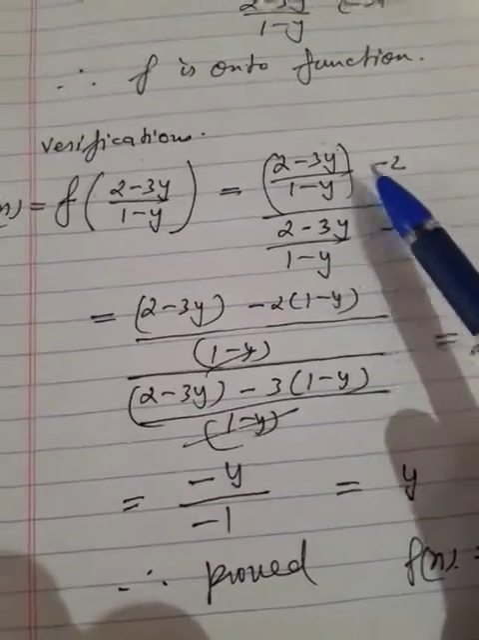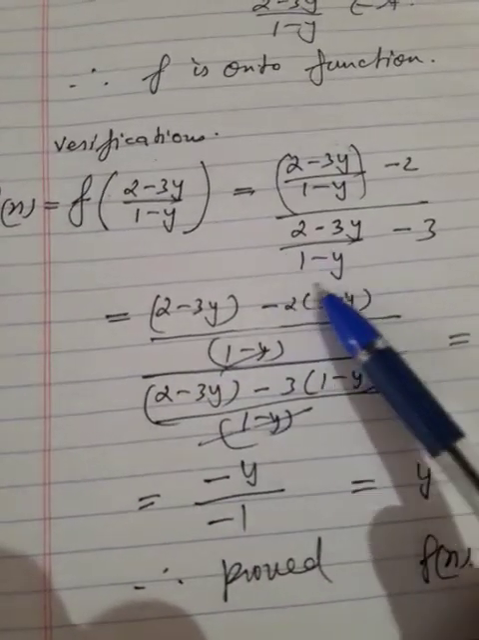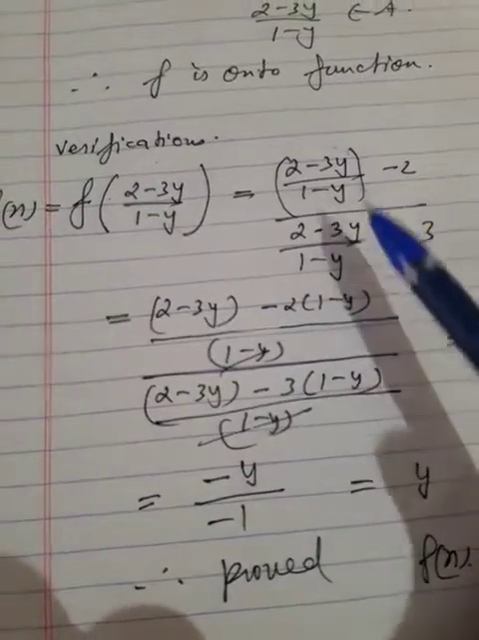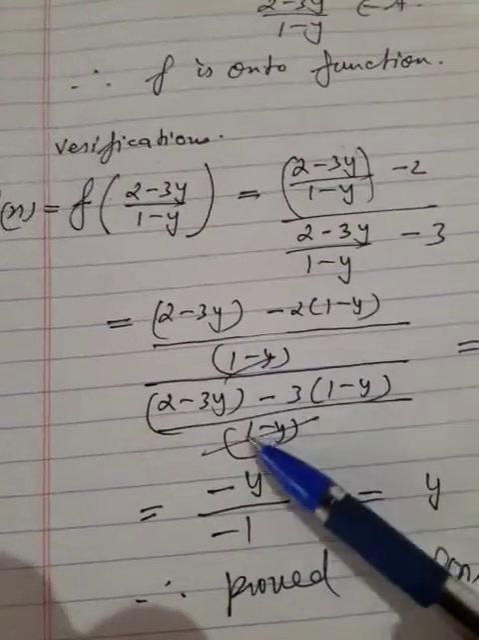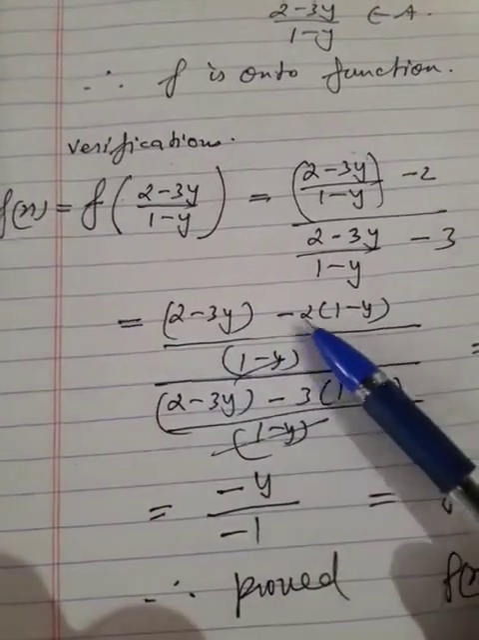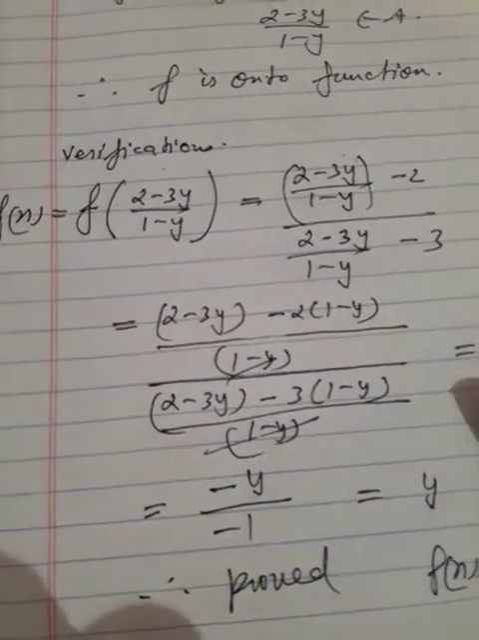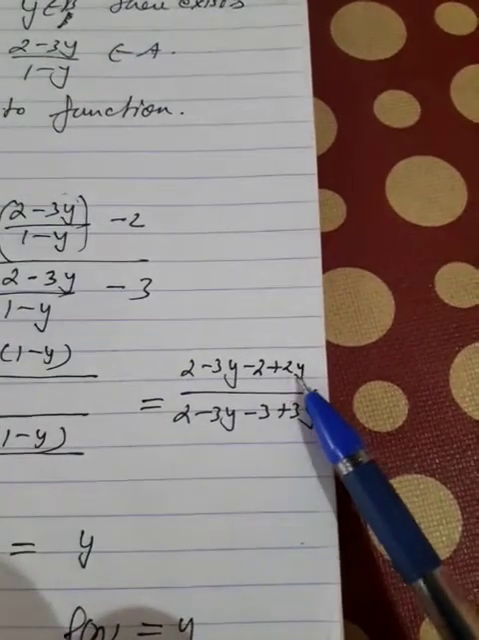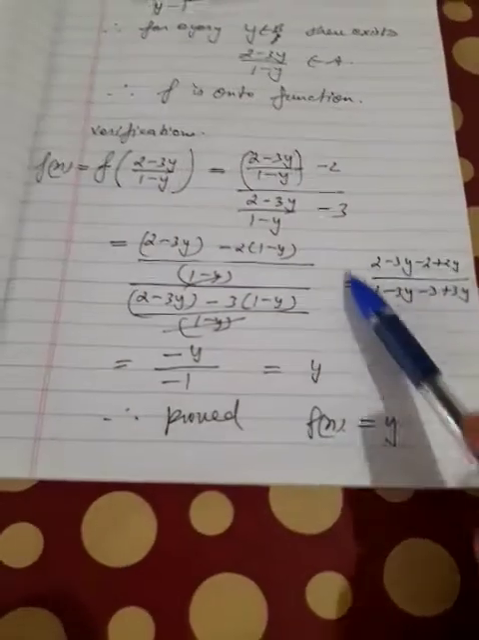We take the LCM in both the numerator and the denominator. Both have the same denominator, y minus 1, so these will cancel out. Now the numerator is 3y minus 2 minus 2 times (y minus 1), and the denominator is 3y minus 2 minus 3 times (y minus 1). Simplify it: 3y minus 2 minus 2y plus 2, over 3y minus 2 minus 3y plus 3.